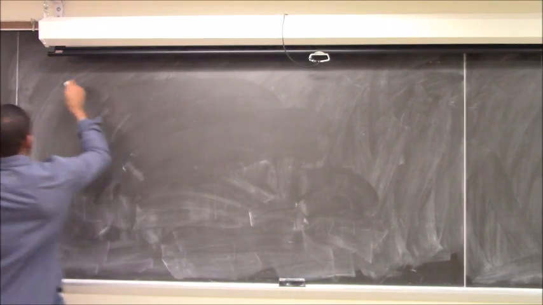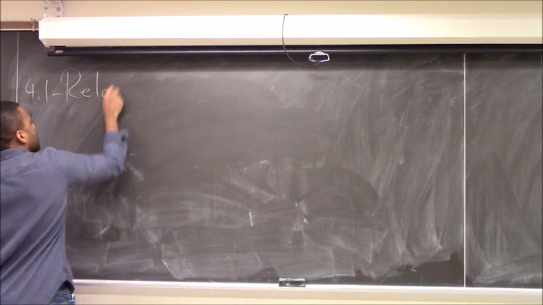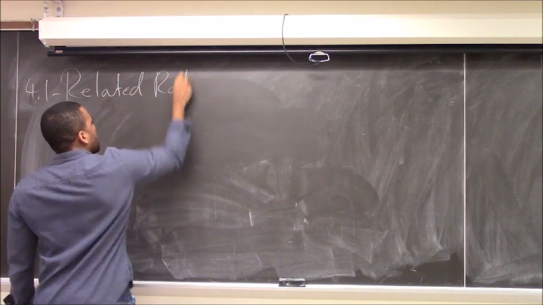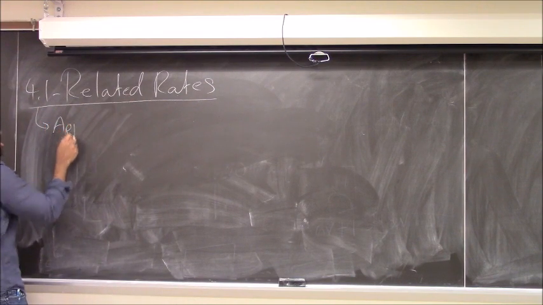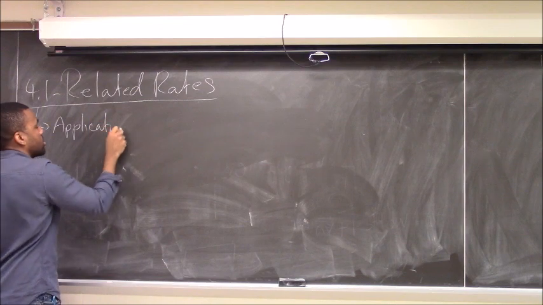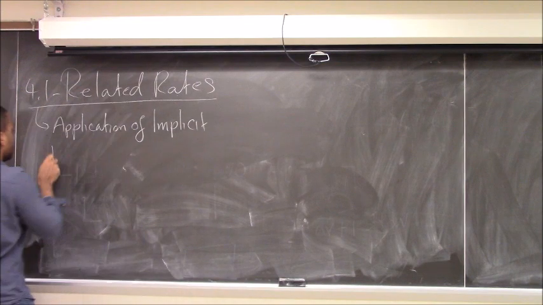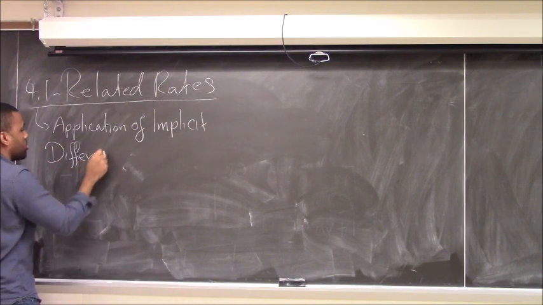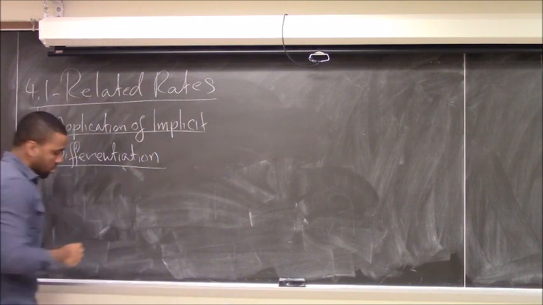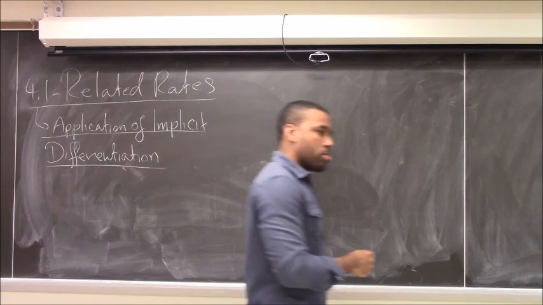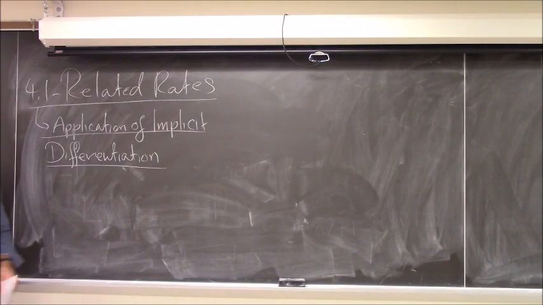I forgot what section this is, but it's 4.1. So we're going to use an application of implicit differentiation, but it usually comes in the form of a word problem. So we need to know how to dissect these word problems and talk about them.